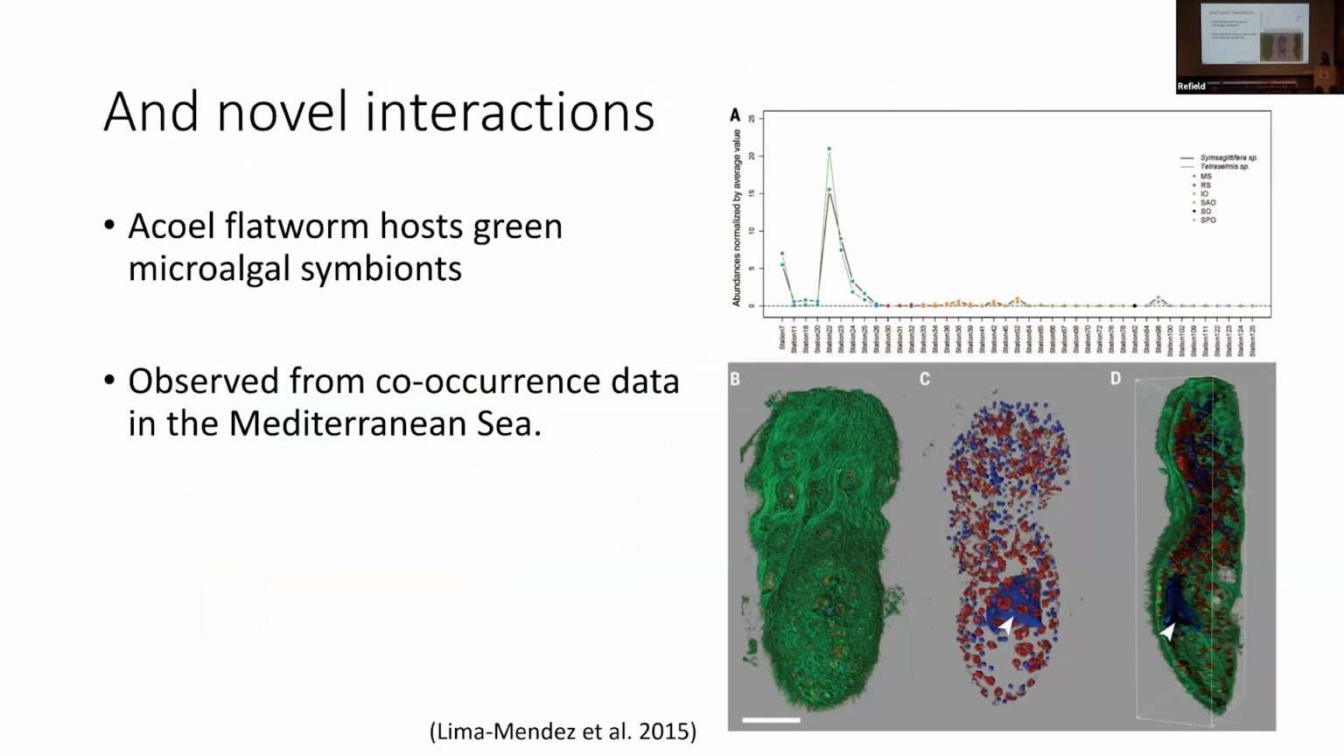This is a paper from the Tara Oceans folks, the Lima-Mendez paper, showing that you can even pick out novel interactions by using co-occurrence networks, where they found that there's an acoel flatworm that was highly correlated with a green microalgal eukaryote, and that turned out to be an endosymbiont for that flatworm, which they could further observe by using microscopy. So this is a promising technique. There probably are lots of spurious correlations as well. I want to be clear that it's not always going to give you real interactions, but it's a good place for us to start to be finding interactions that could be ecologically significant.